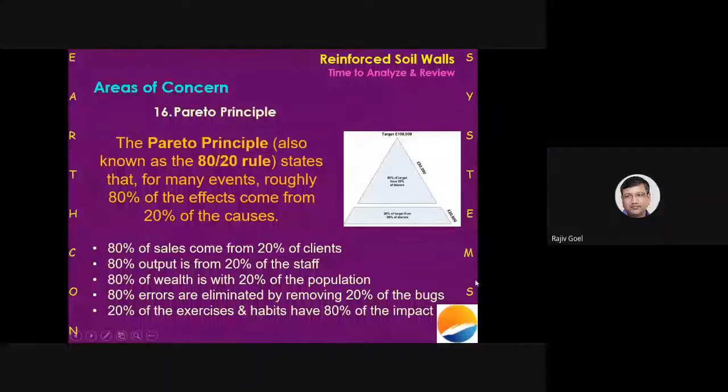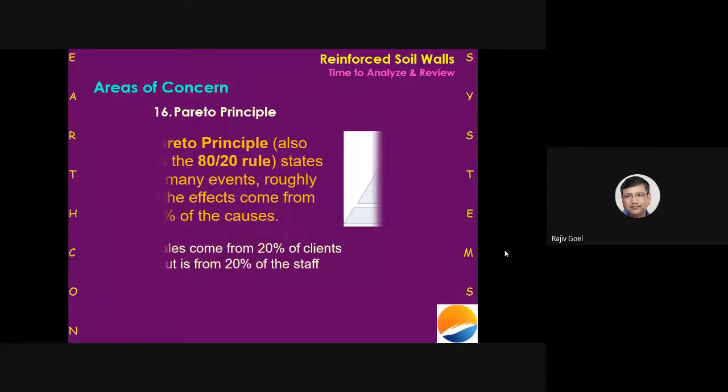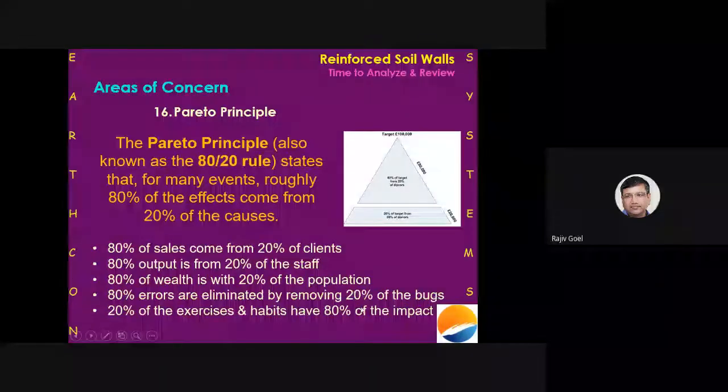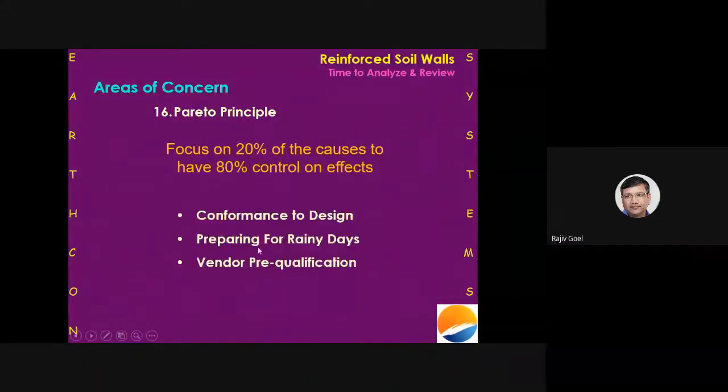And what I intend to do here is that I have given you 15 areas where we need to review, where we are facing problems. And I only need to remove 20% of these. I need to review only 20% of the areas.